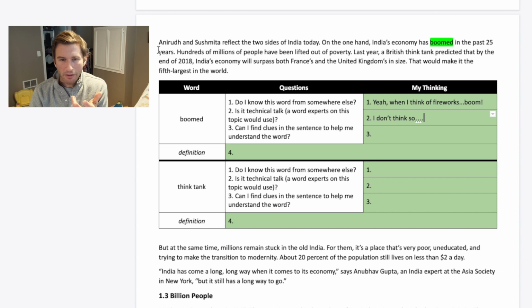So we were reading about how there's two different sides of India, and it says on the one hand, India's economy has boomed. Hundreds of million people have been lifted out of poverty, and a British think tank is predicting that their economy is going to become the fifth largest in the world.